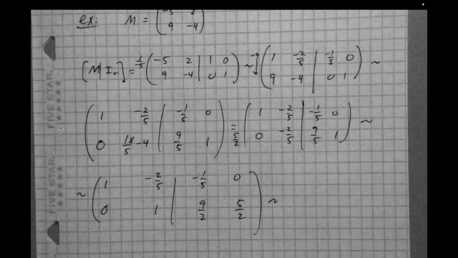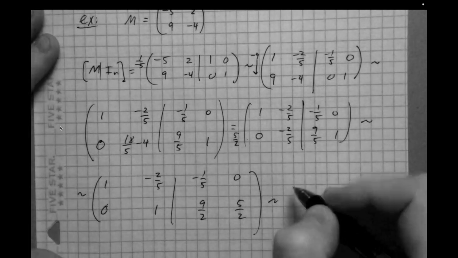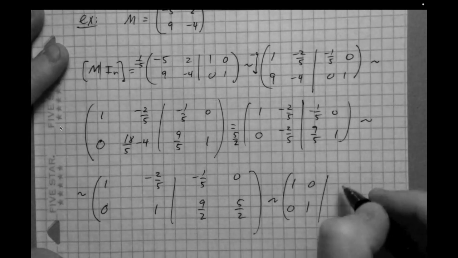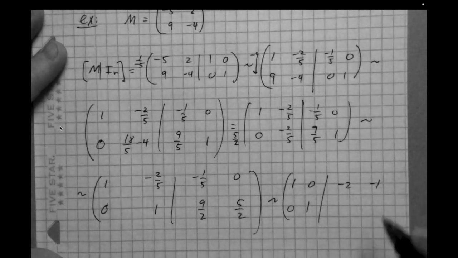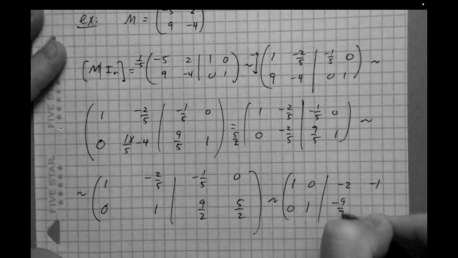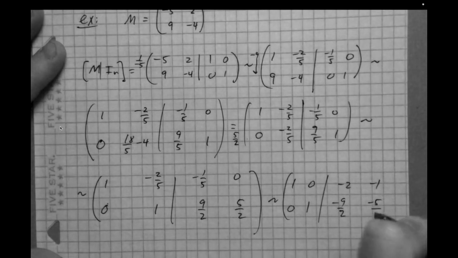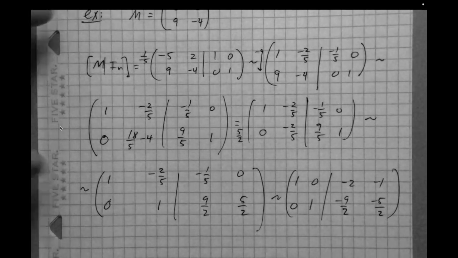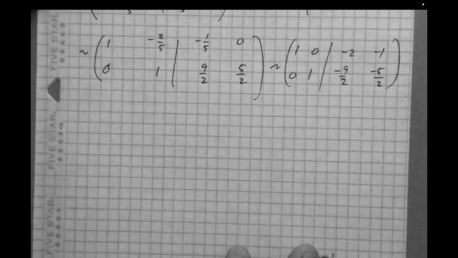And it's just a hop, skip here, and you'll see that this is 1, 0, 0, 1, and then you're going to have negative 2, negative 1, negative 9 halves, and negative 5 halves. Okay, let's see if we can get to that really quickly. And this is going to be the same answer as what we had previously. Perfect. Okay, all right, let's move on here.